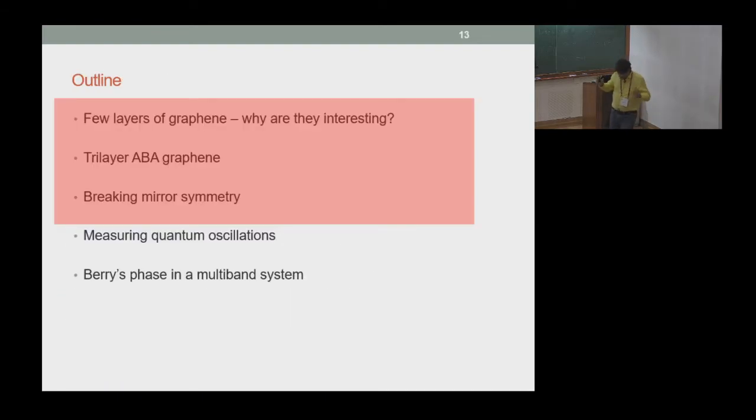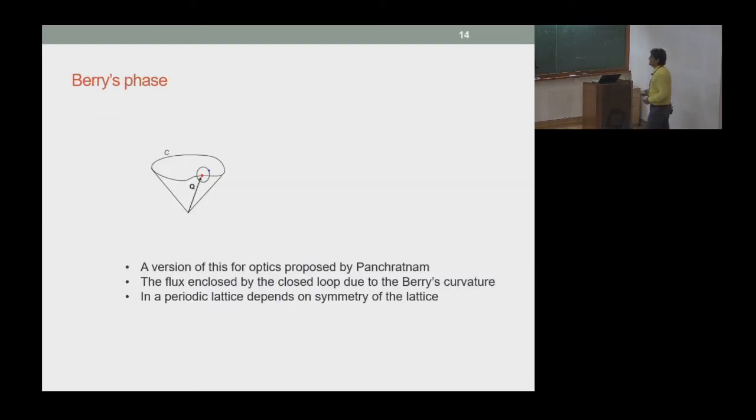So this completes the outline. Now I'm going to accelerate a little bit. This workshop is about Berry's phase, so I don't really have to go too much into detail.